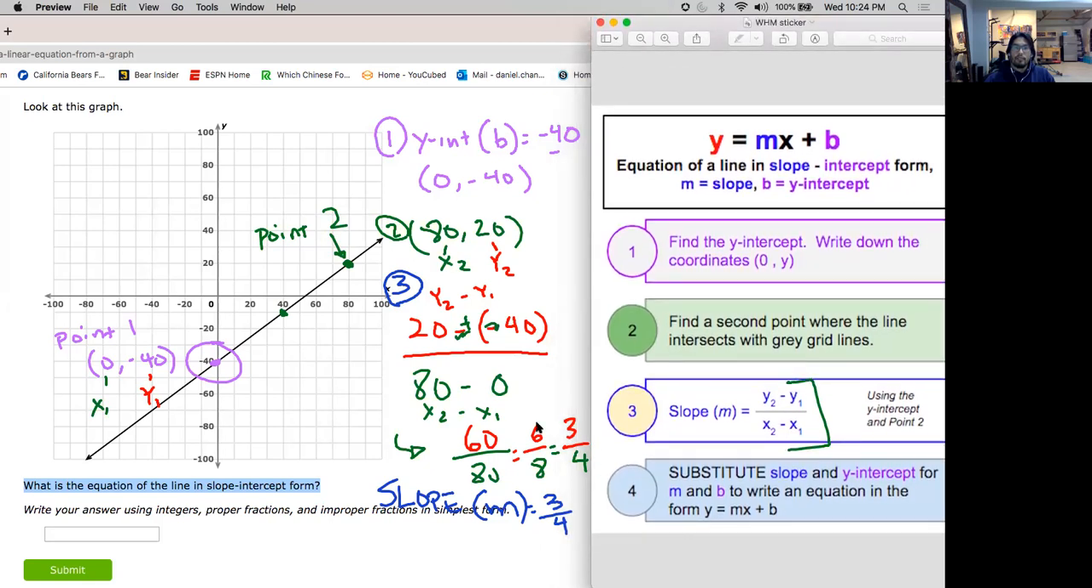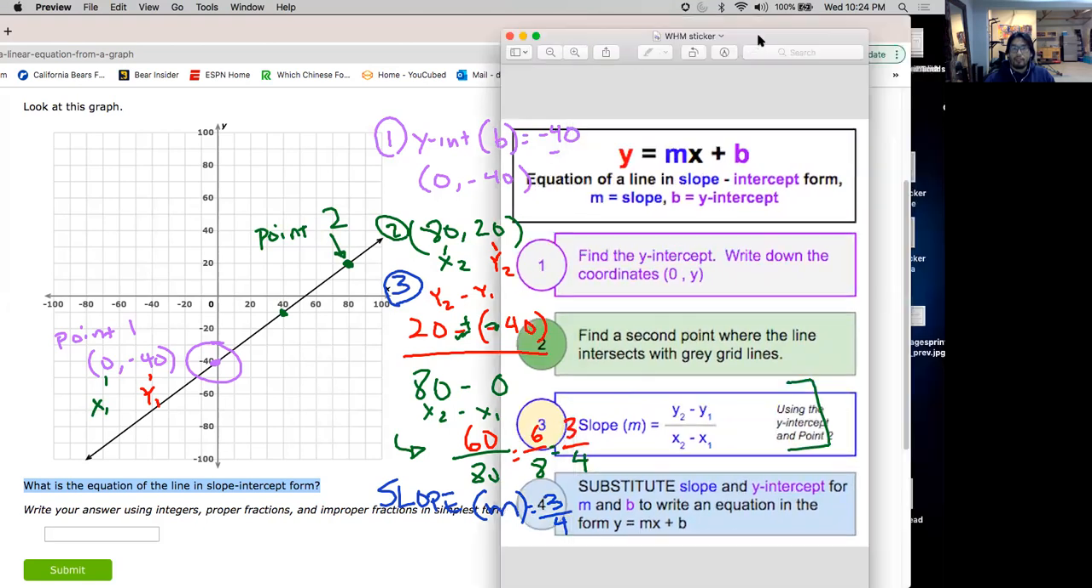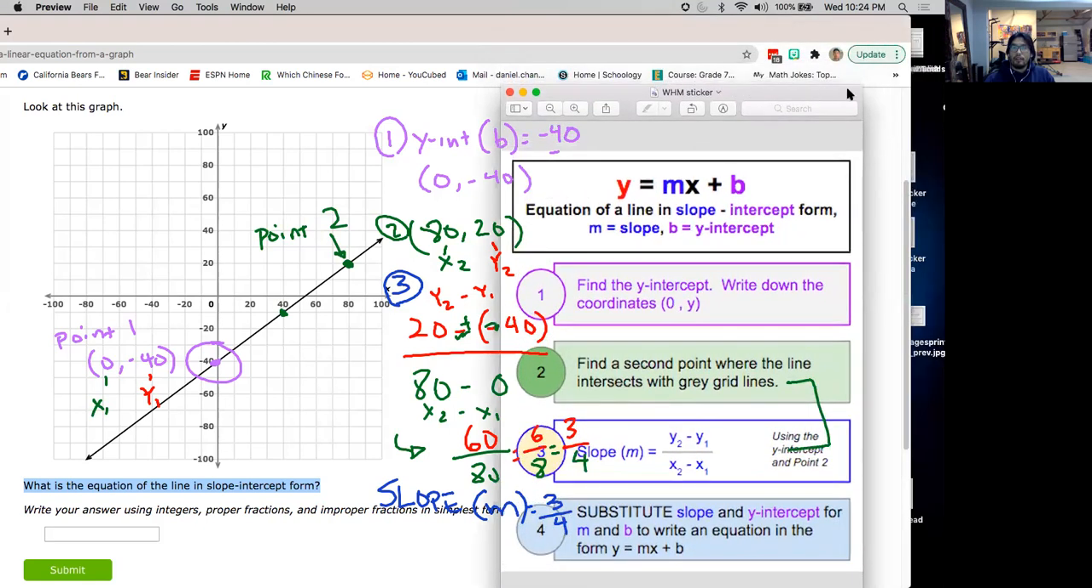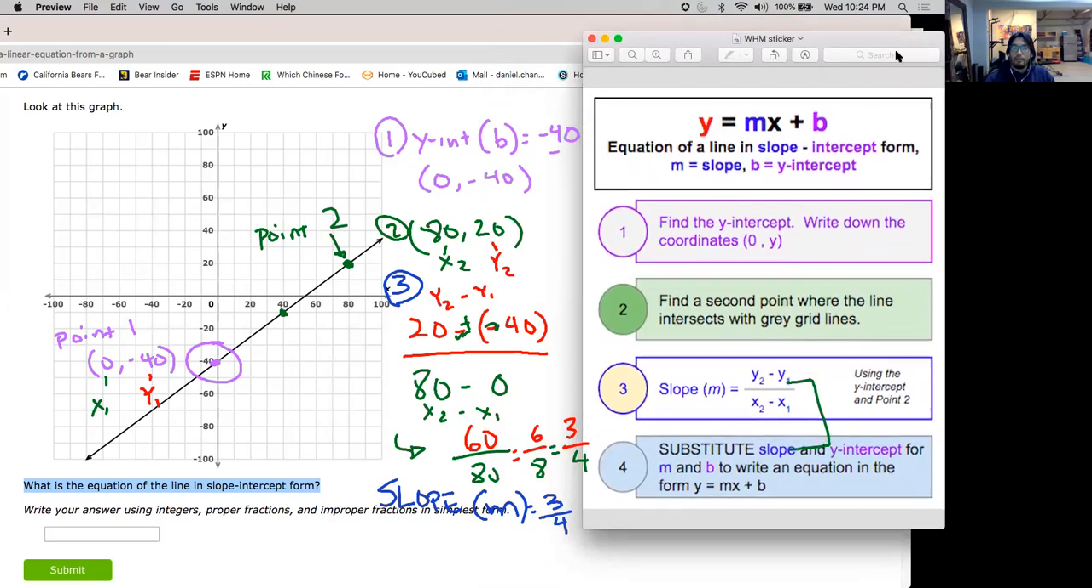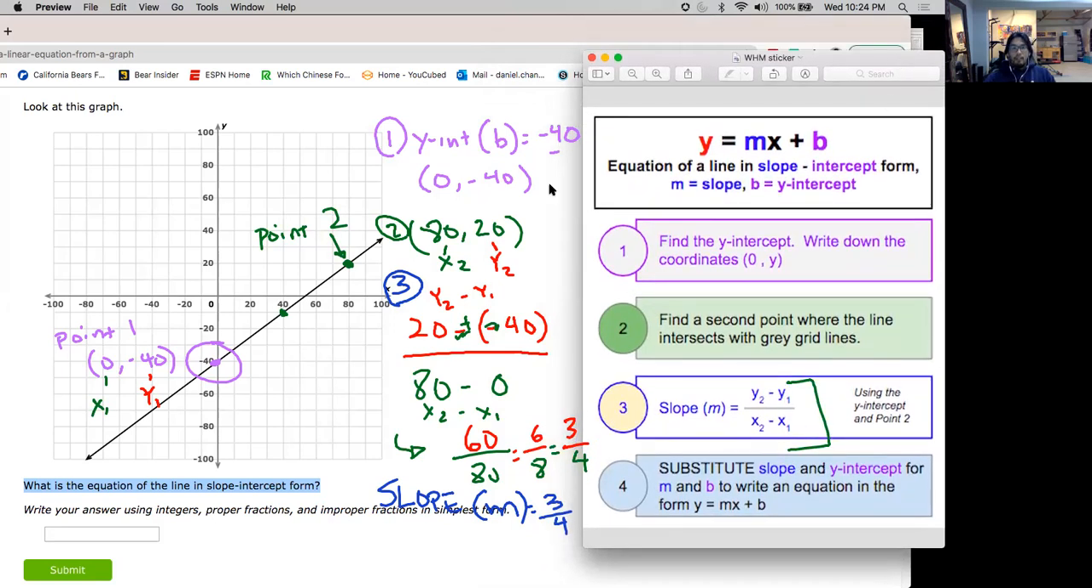Move this over a little bit so we have a little more room to work. Here we go. So I've got my y-intercept, which is -40. I've got my slope, which is 3/4. And now I'm going to substitute the numbers that I calculated, the y-intercept of -40 and the slope of 3/4. I'm going to substitute those real numbers in and replace the letters m and b in the generic equation.